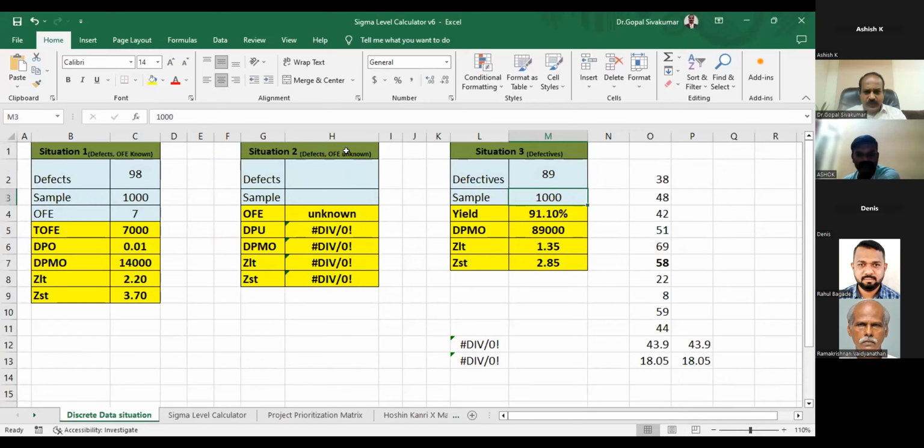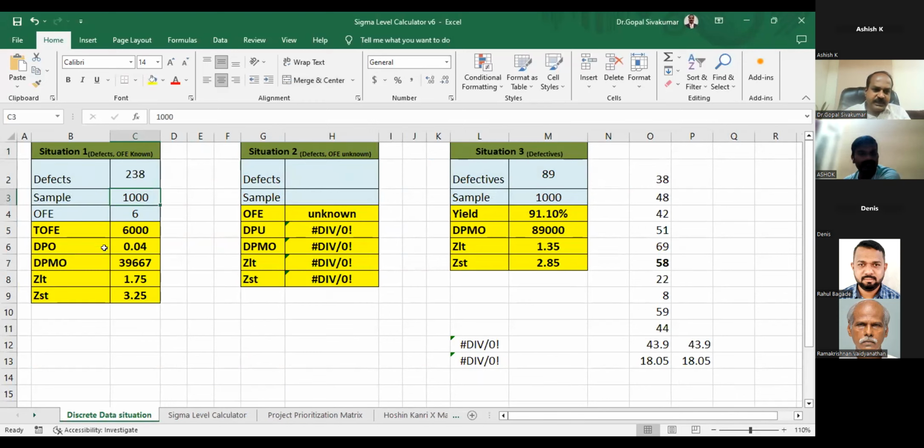Now situation 1. Because here you also have an opportunity to type the OFE. You know what is OFE? Opportunity for error or defect, which is 6. Now 1000 laptops are checked. Now how many defects are noticed? 238. Now what is the ZST? Ashok has already confirmed. It is 3.25.